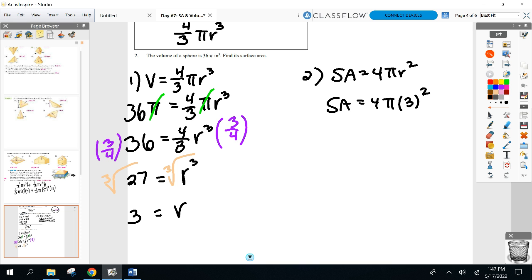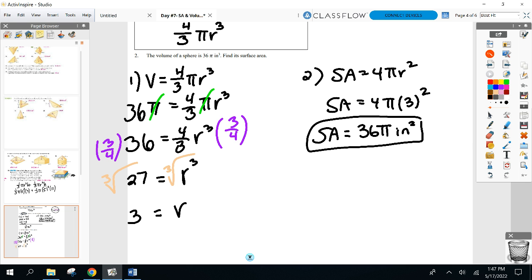And again, let's make this quick. Leave it in terms of pi for me. 36 pi inches squared. Anything I can answer there? Anything else? Solving for r.